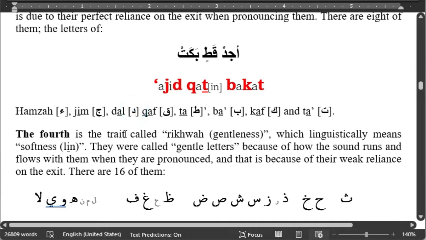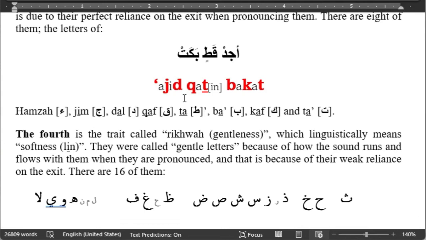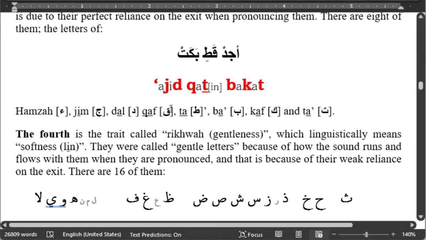Dal, Yawmiddin, stops the sound. Qaf, so for example, ila yawmil waqtil ma'lum, waqt. If I take the qalqala off of that qaf, I'd say waqt. So it didn't only stop the air, but it stopped the sound altogether.